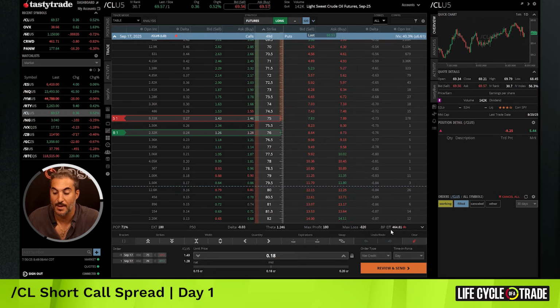You can see that the buying power requirement is only $464, and that's because SPAN margin gives you a little bit of extra relief on how much capital is used to hold risk. It's dynamic. It changes based on how close you are to expiration, volatility changes, and how close your strike is to the money.